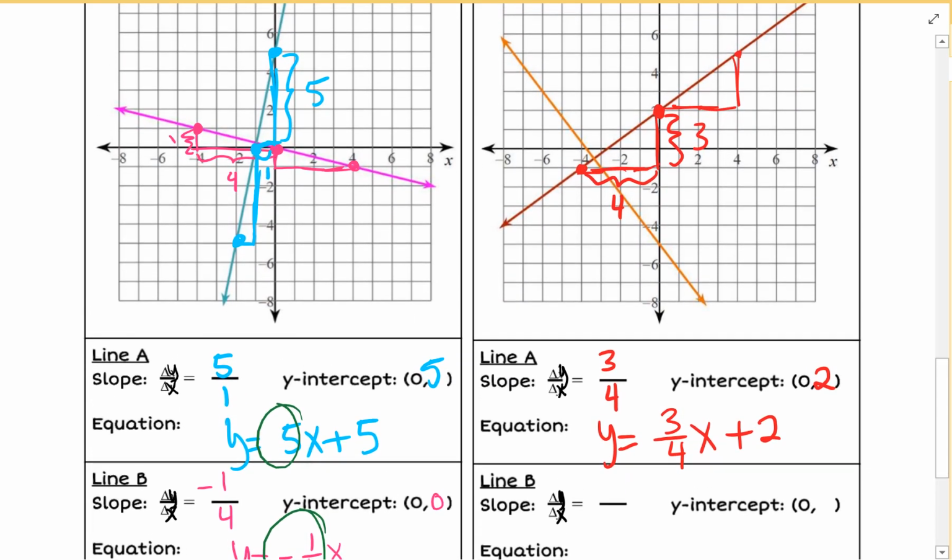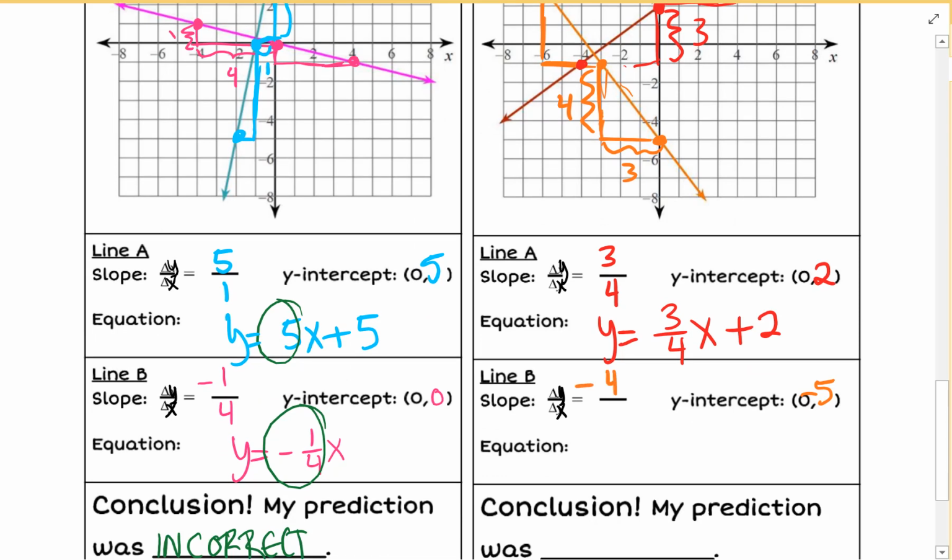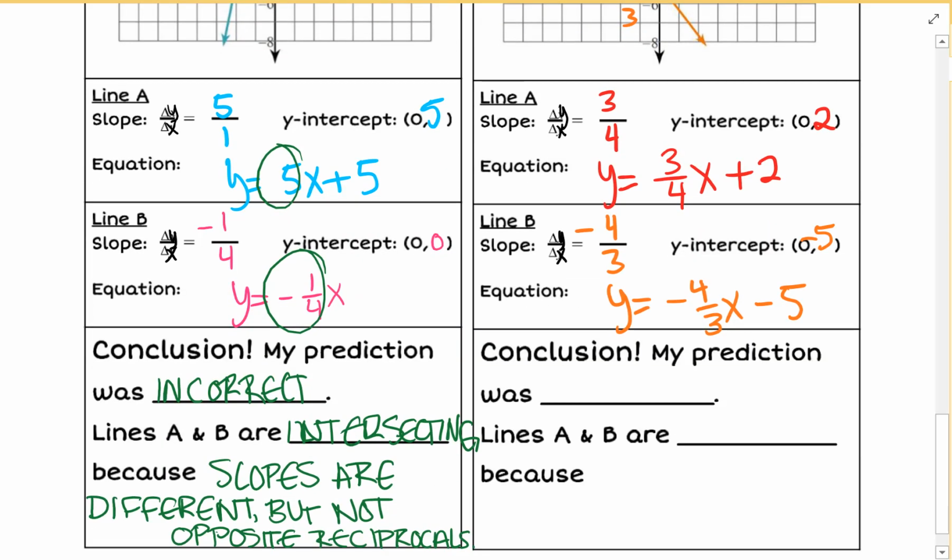Before we find the points on the orange line, what should the slope of line B be in order for these lines to truly be perpendicular? What would this slope be? Hopefully you said negative 4 over 3. But let's check it out. I have the y-intercept is negative 5. Here's another point, and there's another point. Delta x is 3, delta y is 4, and as we look at this line from left to right, it is decreasing, so the slope should be negative 4 over 3. Y equals negative 4 over 3x minus 5.